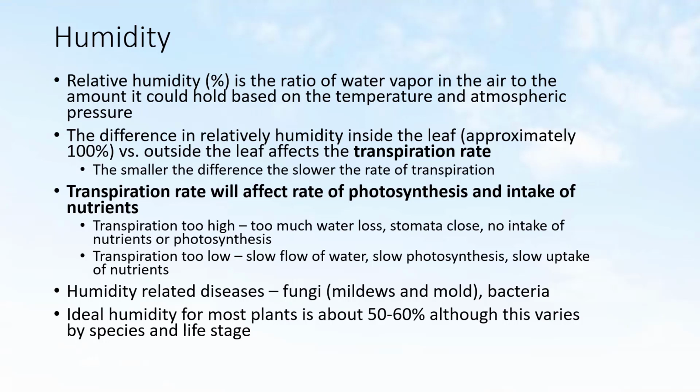So a low amount of humidity or no humidity is going to tax your plant. But if you get too much humidity and thus your transpiration rate is too low, now you have too slow of a flow of water, so not enough water is coming in, so not enough photosynthesis occurring, and again, you have decreased growth of your plant, right? And decreased uptake of nutrients ultimately could lead to plant death, right?